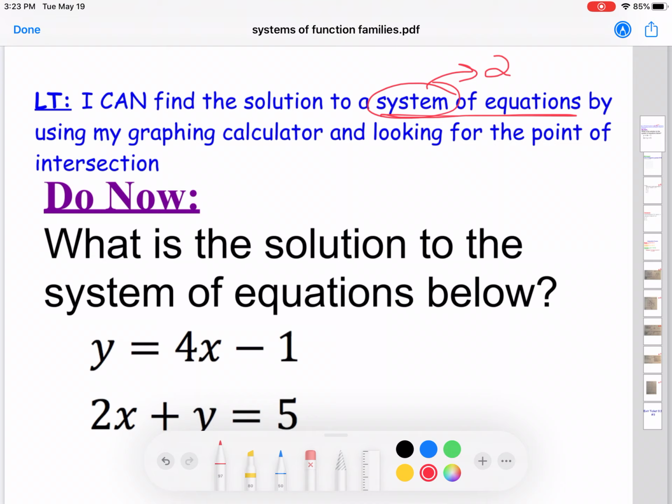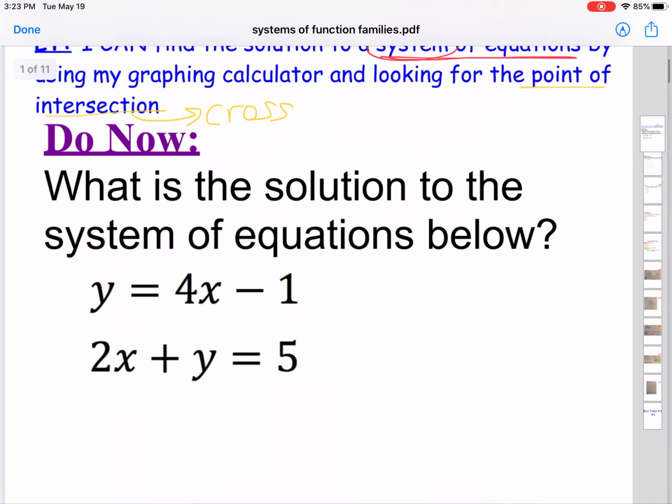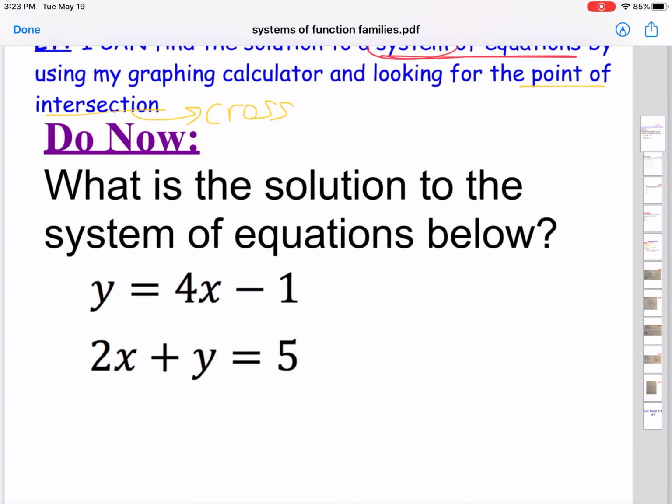So our learning target says, I can find the solution to a system of equations by using my graphing calculator and looking for the point of intersection. If we remember, to intersect means to cross. So we will essentially be looking for where our two functions have the same value. Where do they cross over each other? So we're going to start with a basic example of this in our Do Now question. We did this back in Unit 4 with systems of linear functions, and that's what we're going to review here.